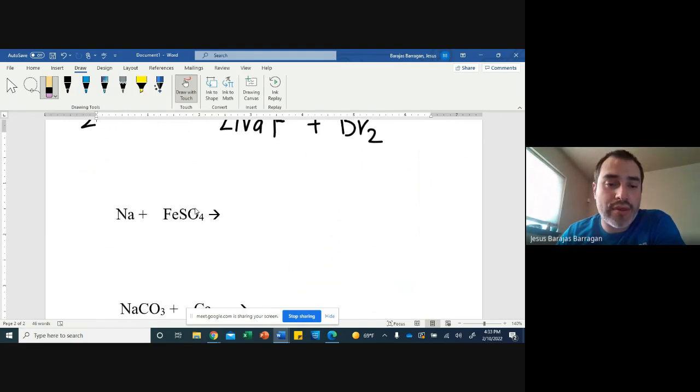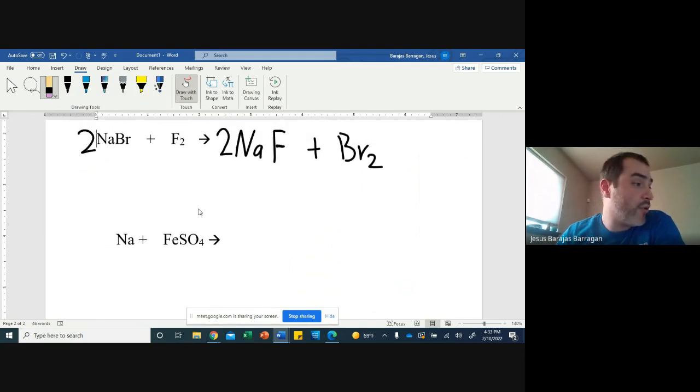Another problem. There it is. Another sodium. Boy, I like sodium. Sodium reacts with iron sulfate. Now, that iron sulfate looks quite interesting.